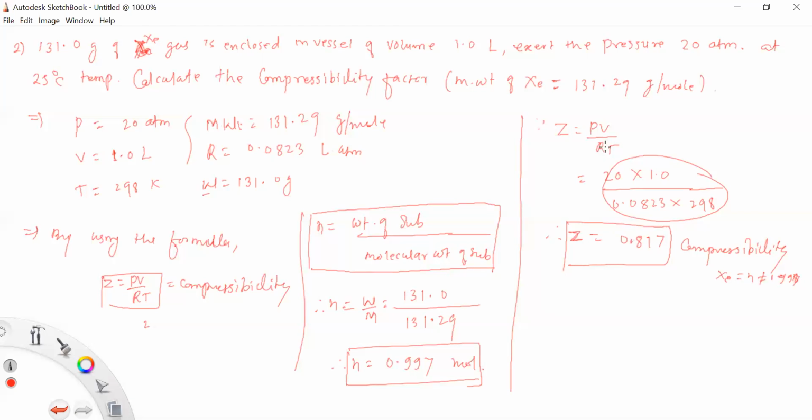If the question asks for the xenon molecules for 1 mole, then n is equal to this. So the xenon value is not more than 1, it is less than 1.